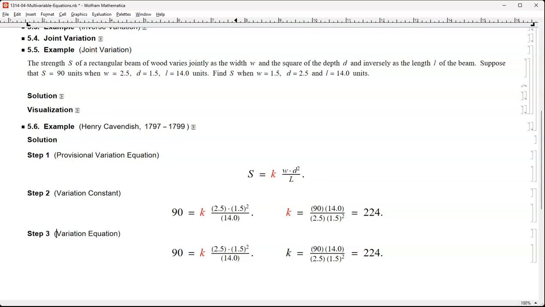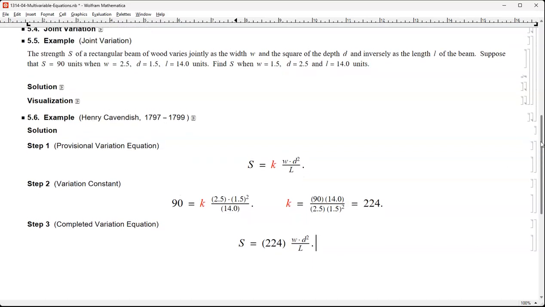Completed variation equation. So that's the equation, right? But in place of k, we now have the definite number 224 going in there. There's no reason to emphasize it in a different color, so let's just keep it that way. Okay, we got the equation.